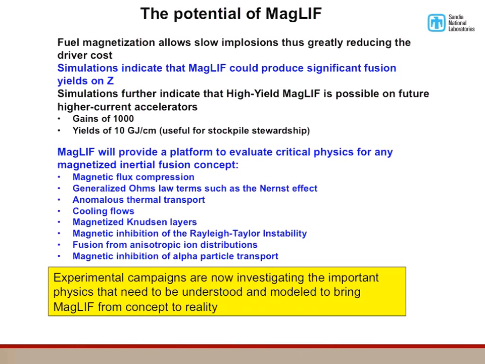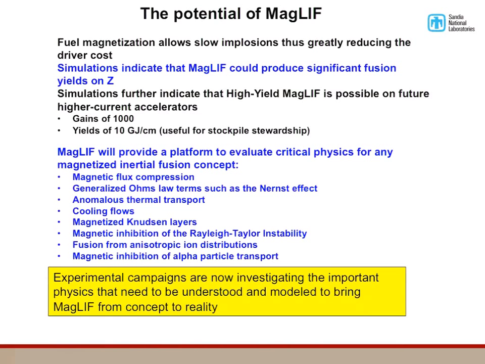So the potentials of MagLIF are that the fuel magnetization allows a slow implosion relative to, say, a fast NIF capsule. And this greatly reduces the cost, as pulse power is much cheaper than lasers. Simulations indicate that MagLIF could produce significant fusion yield on Z today. So that's an interesting platform. But also that there's a high gain MagLIF concept for a possible future accelerator. MagLIF also, on the Z machine today, will provide a platform where we can evaluate the physics that are important to this concept, or any magnetized inertial fusion concept. So it will be an interesting physics test bed to look at many physics issues.